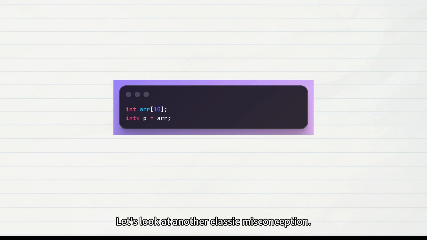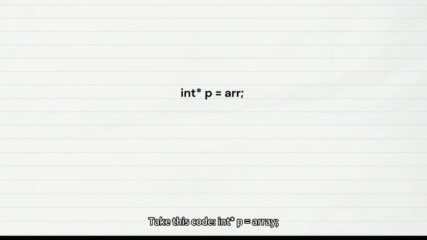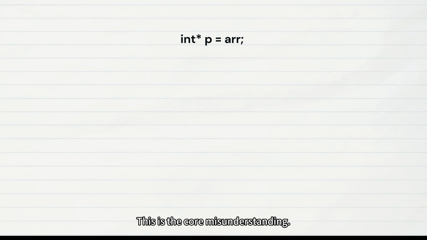Let's look at another classic misconception. Many people, when learning pointers, encounter code like this. You've probably written it, and teachers often say the array name is a pointer. Even many tutorials say the same thing, but this is really wrong. An array is not a pointer. Take this code, int *p = array. The fact that it compiles and assigns successfully does not mean array is a pointer. This is the core misunderstanding.